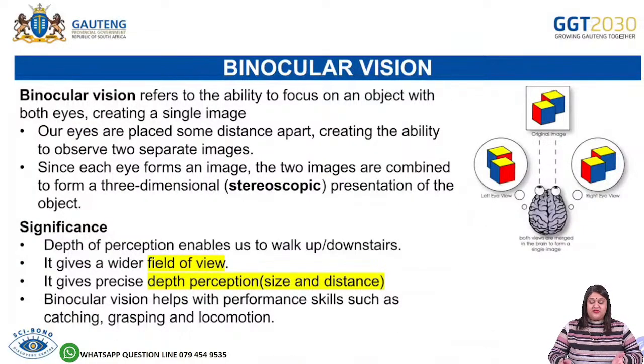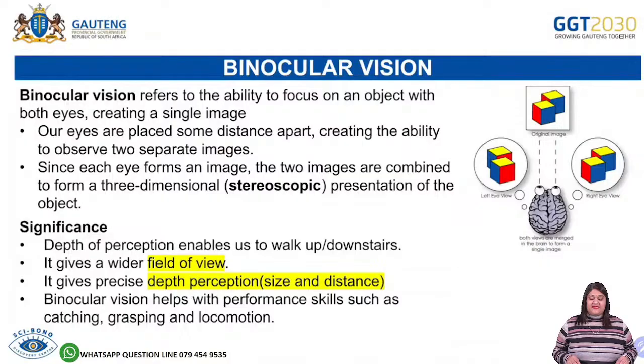So now we also need to understand binocular vision. Now we understand the external and the internal structures of the eye, and now we need to look at binocular vision. It refers to the ability to focus on an object with both eyes, creating a single image. So this basically is saying that we've got two eyes, right? But if I'm focusing on one object, this stylus, then I'm only seeing one. Even though I have two eyes, I'm seeing one because there is only one. So it's that ability for us to focus on this with both eyes, and even though we have two eyes, we are able to create one image.